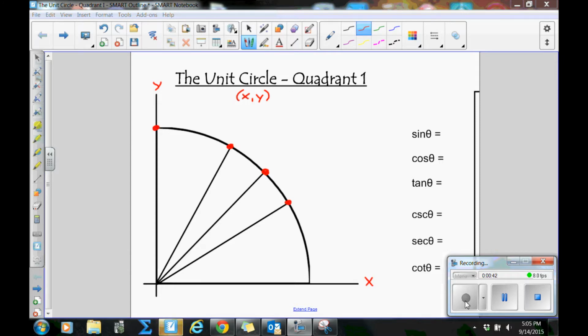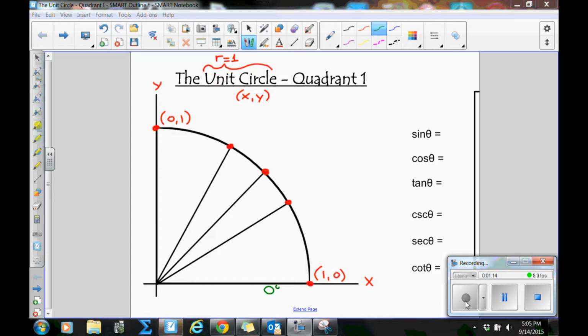For our purposes on the unit circle, the important ordered pairs in quadrant 1 are right there. We also have some important ordered pairs on the axes. You know from past knowledge, if a unit circle has a radius of 1, then this ordered pair down here on the x-axis would be 1 comma 0. And the ordered pair up on the y-axis would be 0 comma 1. Those are things we already know. Other things we already know that are pretty basic.